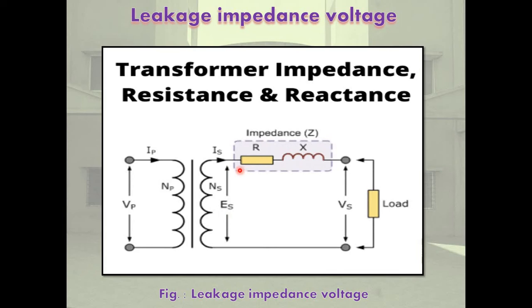The leakage impedance voltage is given by the voltage VSC required to circulate rated current at reference temperature. The ratio VSC by ISC gives the leakage impedance Z1 if the measurements are made on the primary, from which the leakage reactance can be calculated. So Z equal to V by I, VSC by ISC.